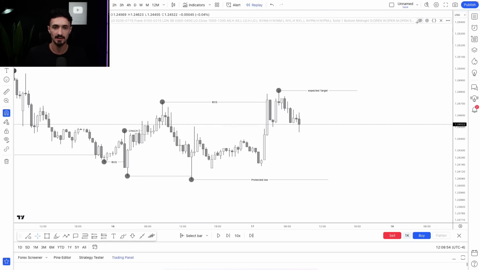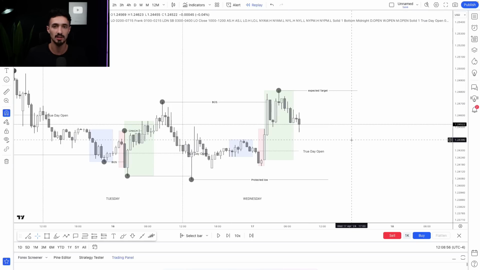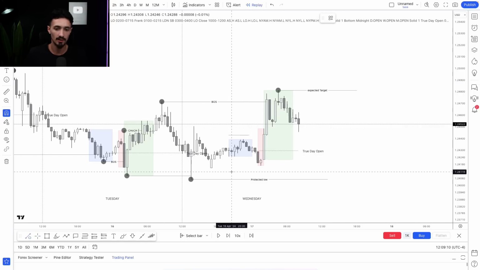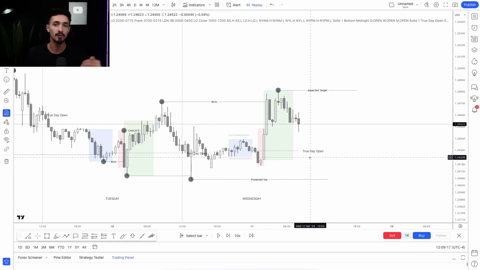Now I'm going to turn on this session time indicator, because this is going to show us what times we're looking at. So this blue box right here represents the Asia session. And anybody who understands the Asia session knows that it has liquidity on the buy side and liquidity on the sell side. And so remember what I was talking about. When smart money steps in and they want to buy, before they buy, they will sell into liquidity.